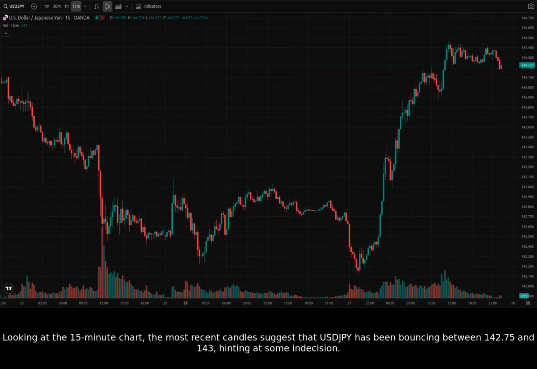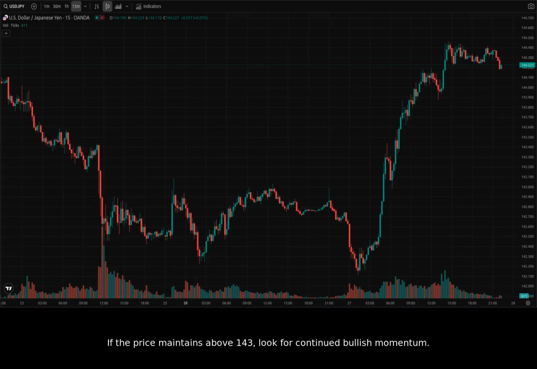Looking at the 15-minute chart, the most recent candle suggests that USDJPY has been bouncing between 142.75 and 143, hinting at some indecision. If the price maintains above 143, look for continued bullish momentum. If it fails to hold that level and slides below 142.5, we could see a bearish continuation.